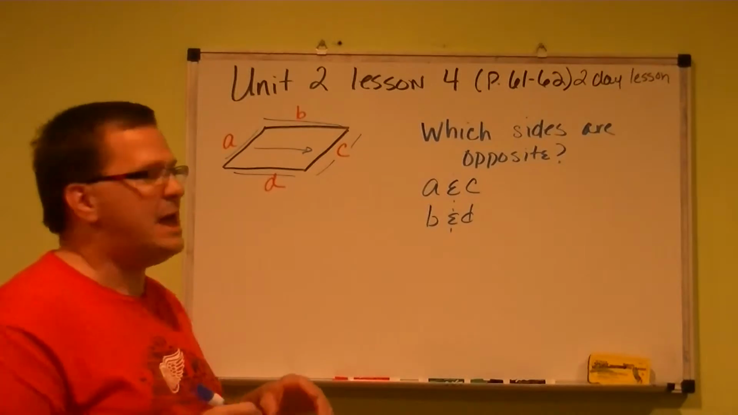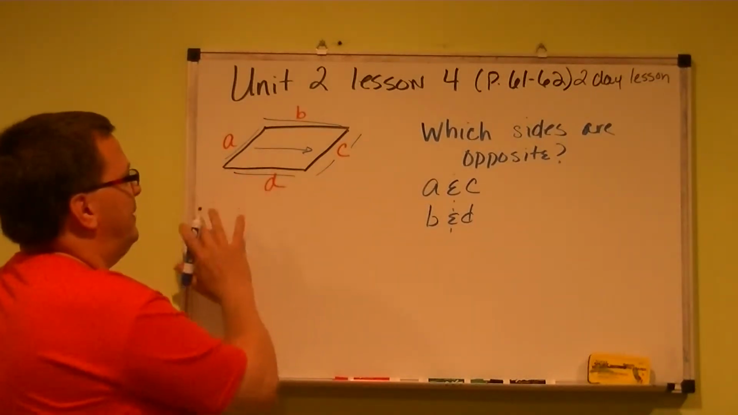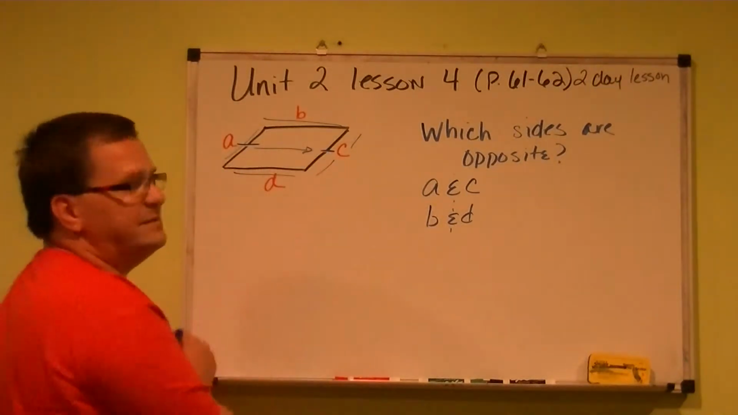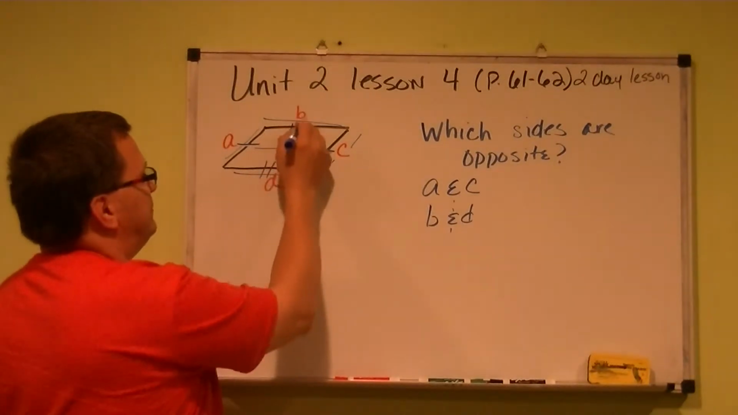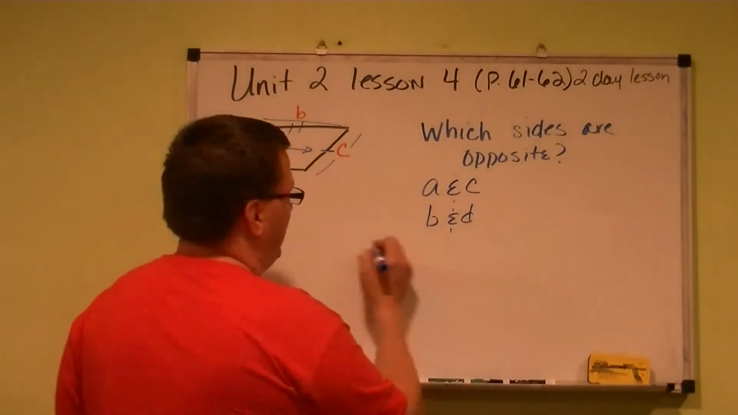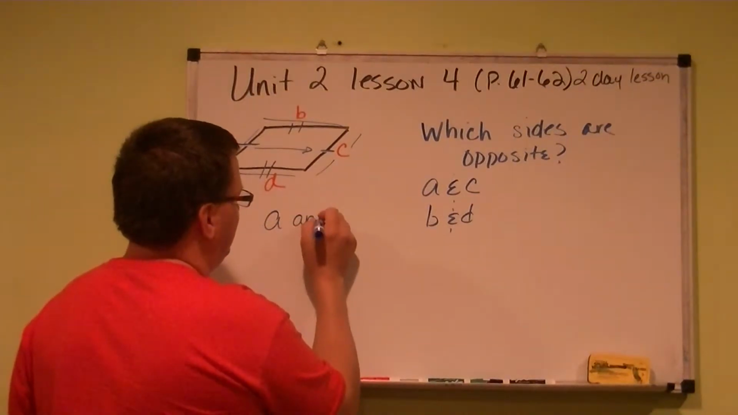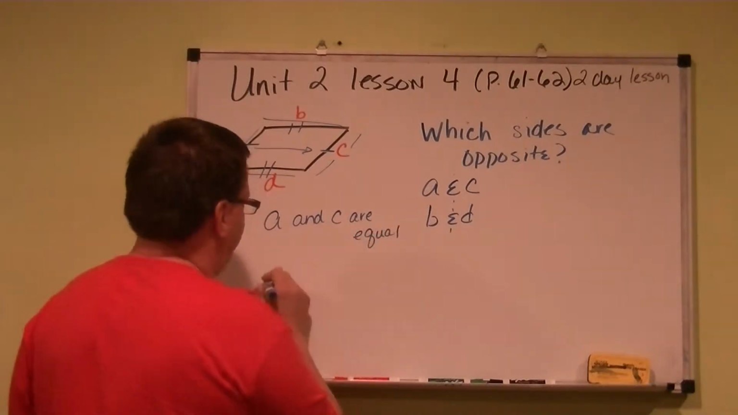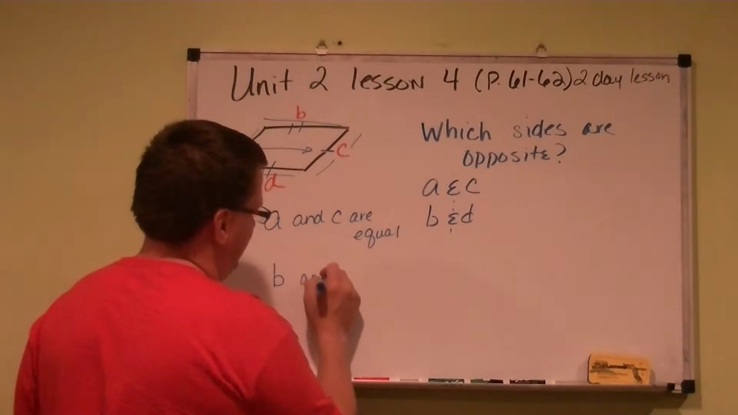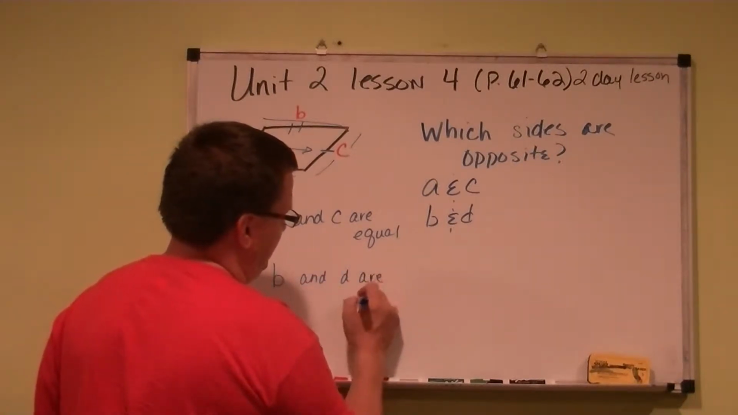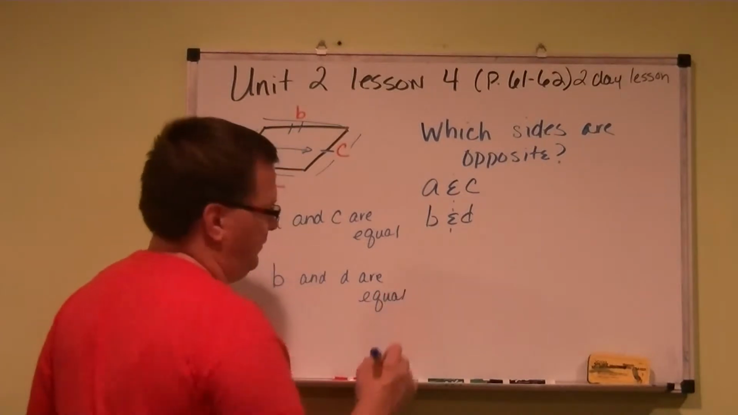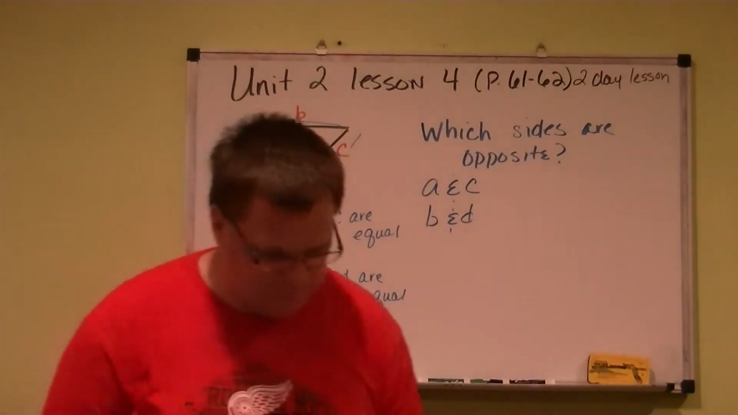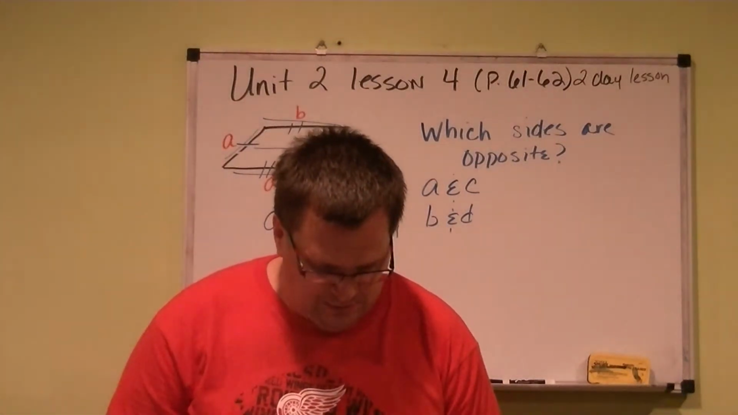Well, when we were talking about it in class, we said in a parallelogram, opposite sides are equal, so they're the same size. So this one and this one will be the same size, and this one and this one will be the same size. So we can say A and C are equal, and so are B and D. So always remember on a parallelogram, the opposite sides are always going to be equal, the same length no matter which way.